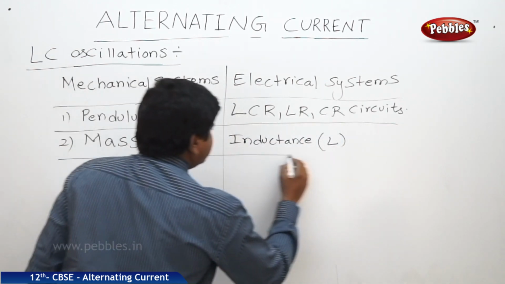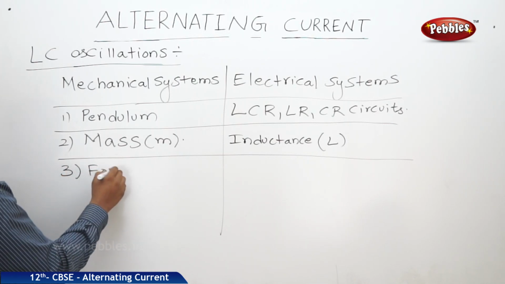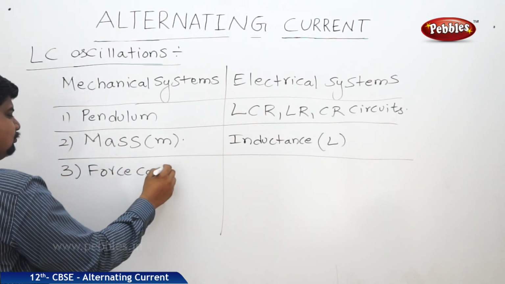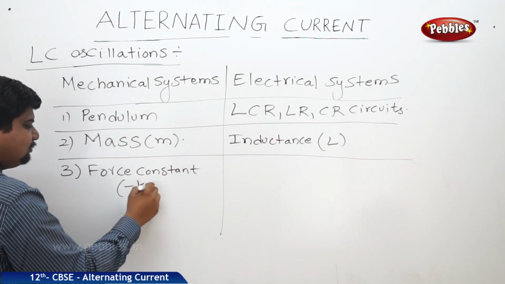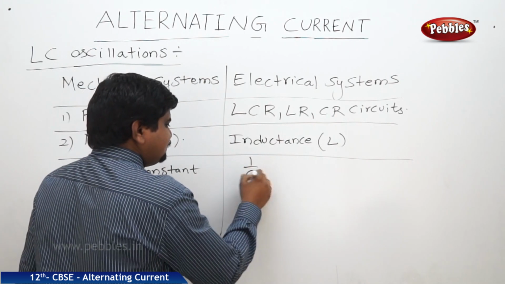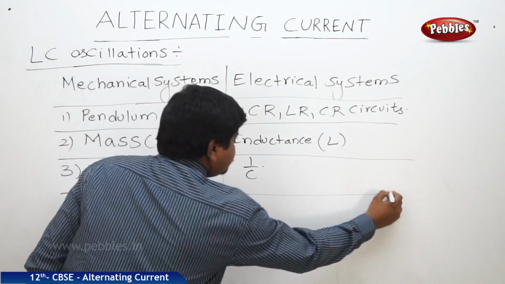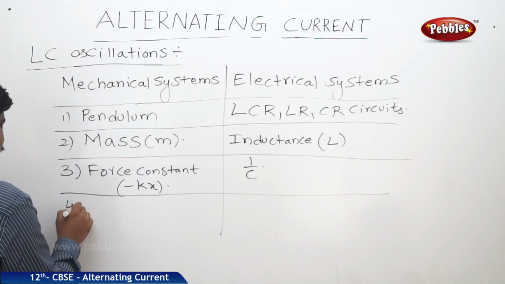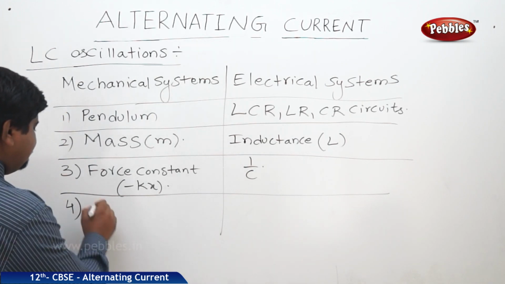Third one, force constant. In the case of mechanical systems, the force is minus kx. In the case of electrical systems, it is equal to 1 by C. Fourth one, displacement.